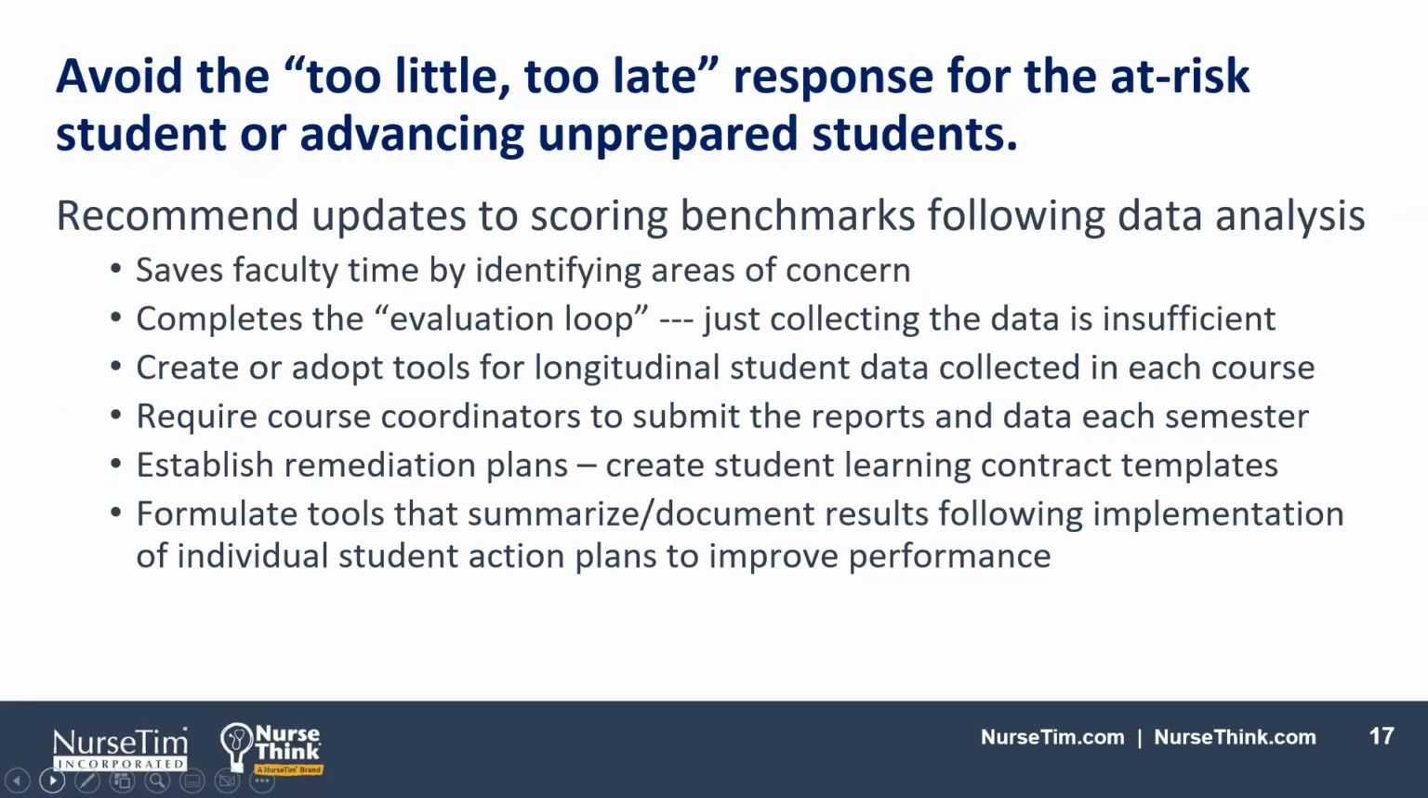So what we want to do is avoid that too little, too late response. So thinking about those at-risk students, or students who simply are not demonstrating that competency at the rate that we would be expecting, right? How do we make sure that we are supporting their success long-term? We want to identify those concerns. So we use recommended scoring benchmarks, and then we complete that evaluation loop.